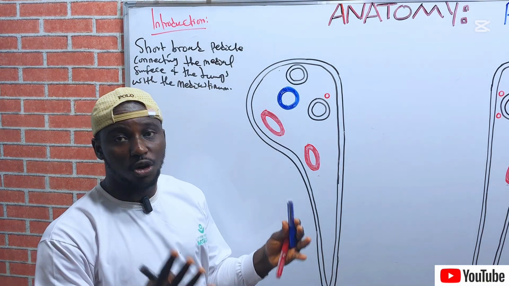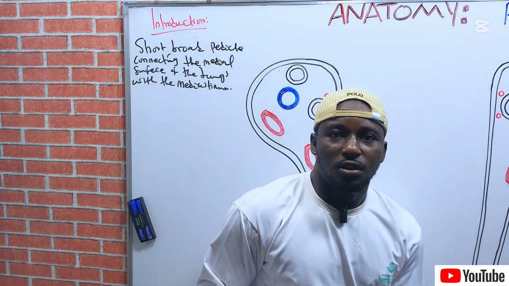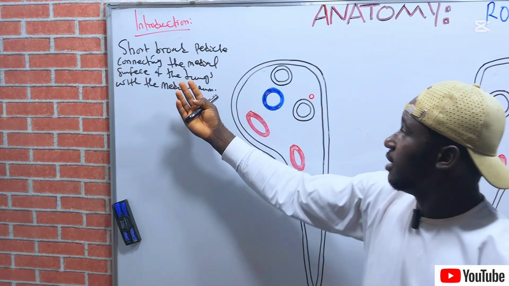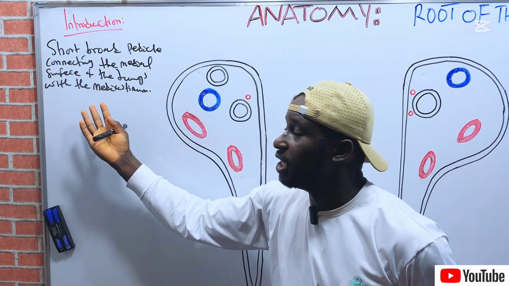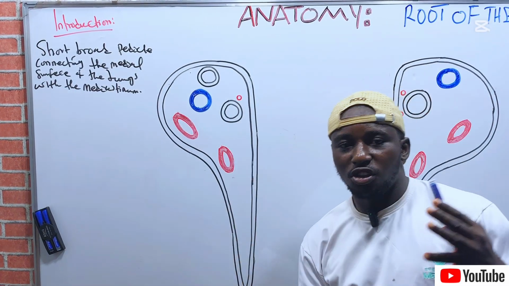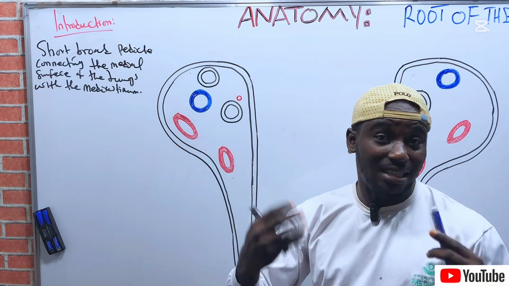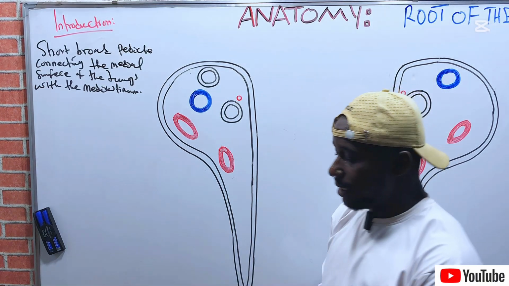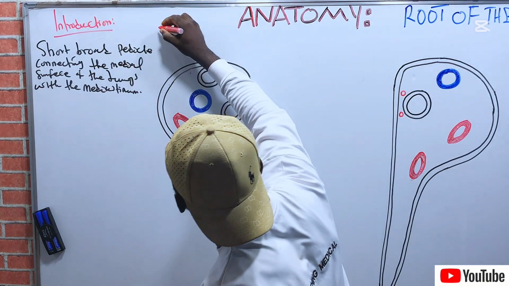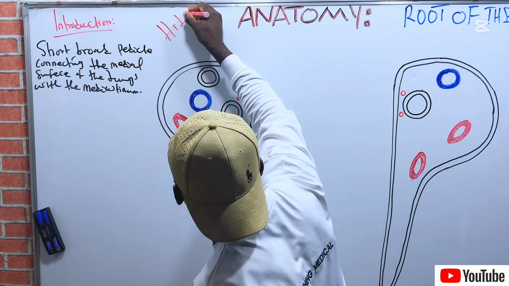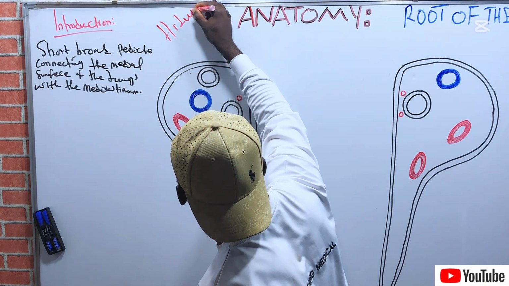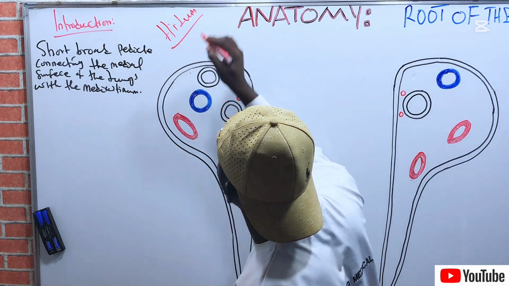This is a short, broad pedicle that does what? Connecting the medial surface of the lungs with the mediastinum. It consists of those structures that enter and leave the lung at the lung hilum. That is the lung hilum. Now, what is the lung hilum?